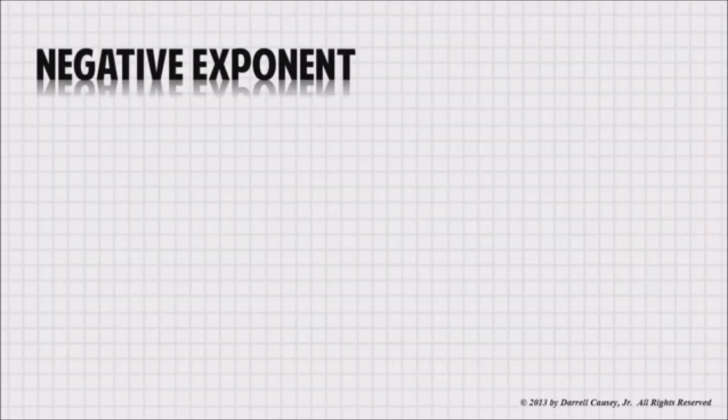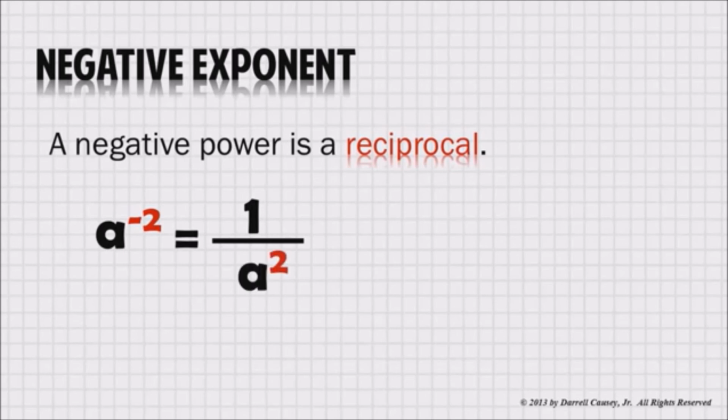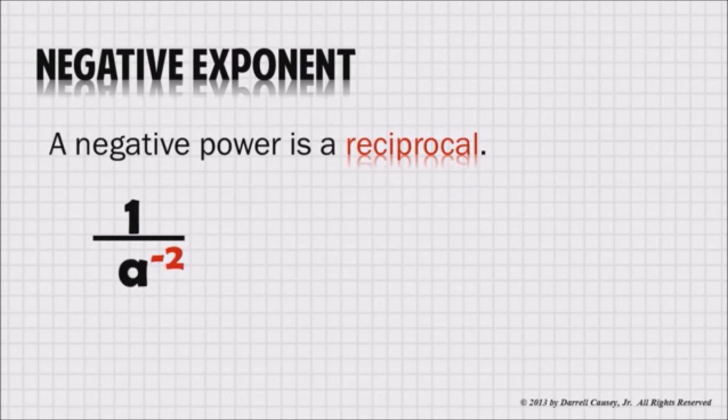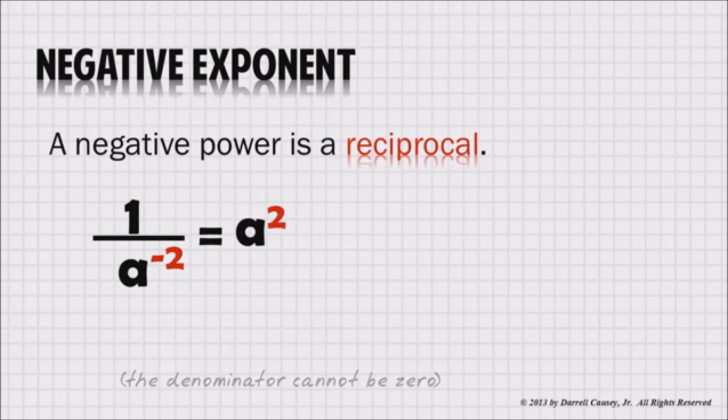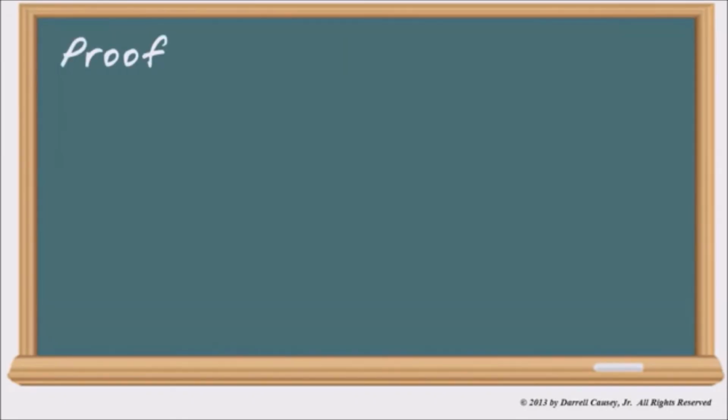So the last one is the negative exponent. If your answer has a negative exponent, that means your answer is not in its simplified form. If there is a negative exponent, we have to find its reciprocal. So say for example, we have a to the power of negative 2, that is 1 over a to the power of 2. So no more negative. What about 1 over a to the power of negative 2? Simply a to the power of 2. And so we have this proof here.